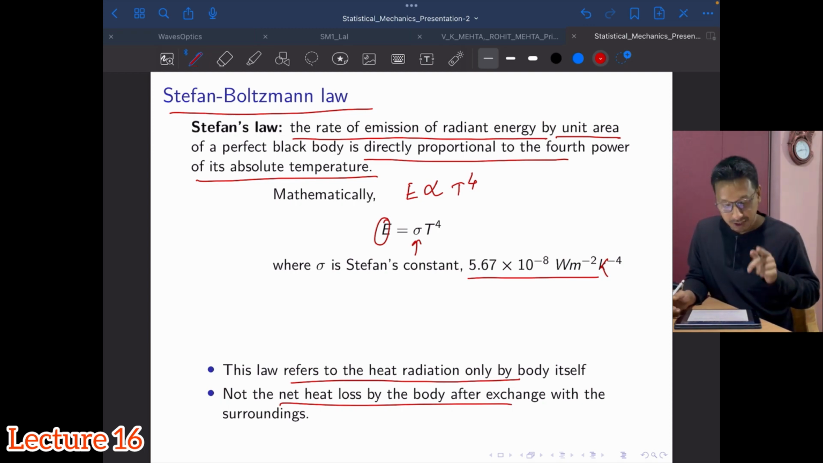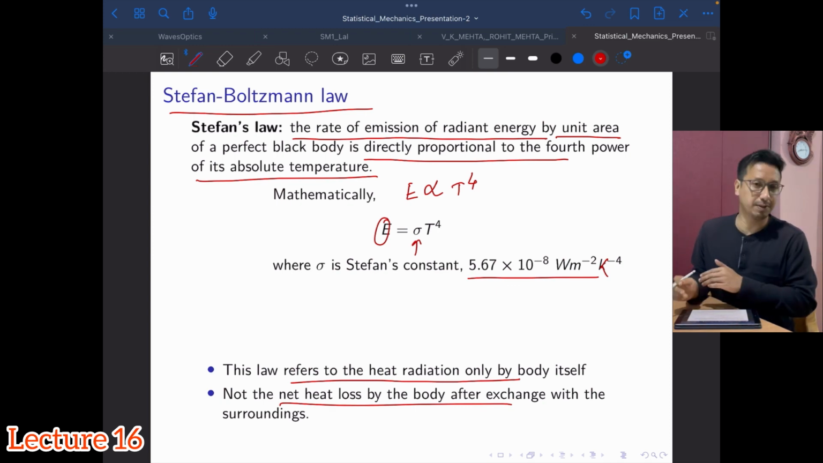Just to repeat what Stefan's law says: the rate of emission of radiant energy per unit area by the black body, or to put it another way, the energy radiated by a black body per unit time, or per second, per unit area of the black body, is directly proportional to the fourth power of the temperature.